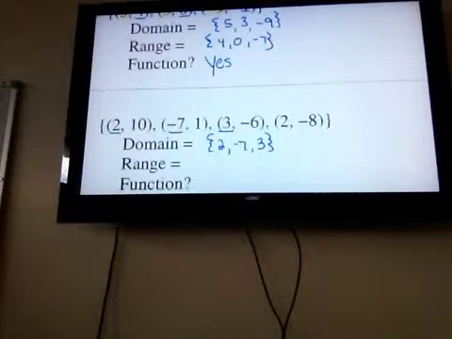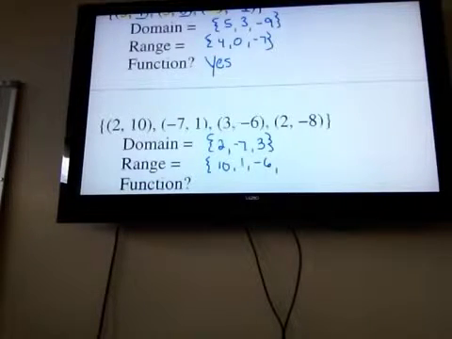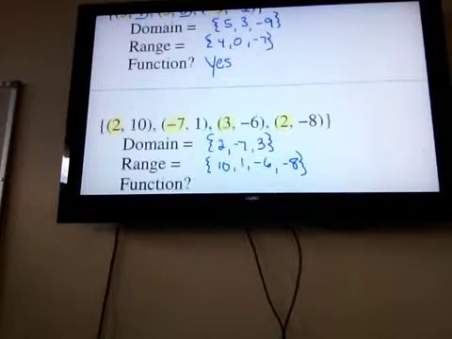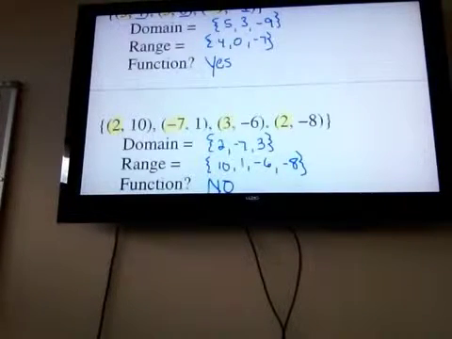The range is my set of y values. So from this relation, 10 and 1 and negative 6 and negative 8. Is it a function? Look at the x's. Are all the x's different? No. Then no, it's not a function. X's are repeating. It says x cannot repeat. That's what I highlighted up there in the notes.